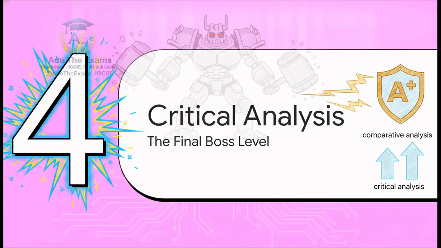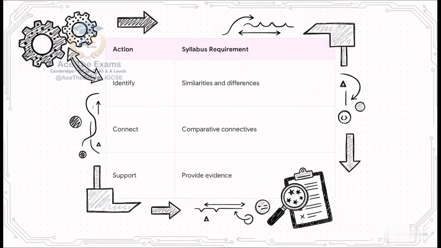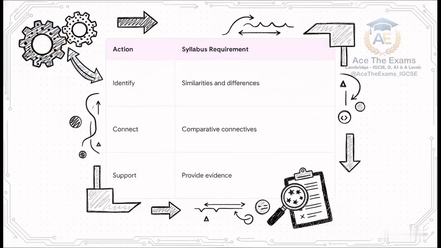Now for Section 4, Mastering Critical Analysis. Welcome to the final boss level of the exam playbook. Just getting the basic facts right is merely the baseline, but executing top-tier comparative and critical analysis is what actually secures the A-star. Take a really close look at the strict syllabus requirements on this table. When that tricky command word asks you to compare or evaluate different control technologies, you simply cannot just list the pros of one system and the cons of the other. The syllabus requirement is incredibly strict.